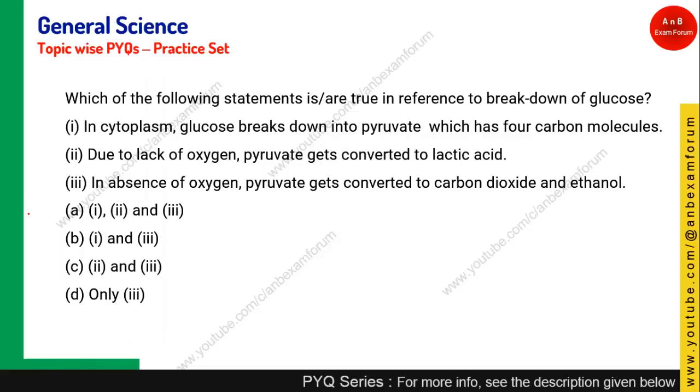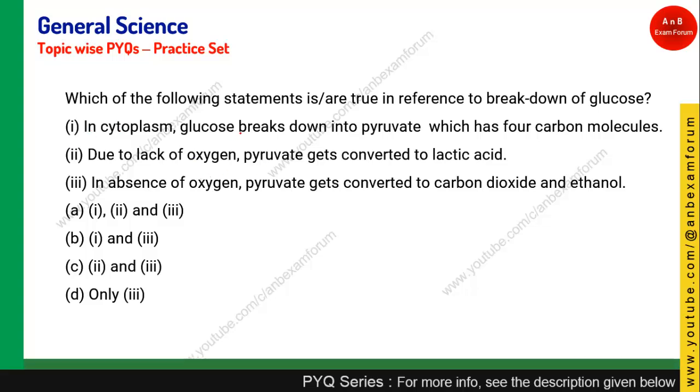Which of the following statement is or are true in reference to breakdown of glucose? In cytoplasm, glucose breaks down into pyruvate, which has 4 carbon molecule. This itself is wrong. In cytoplasm, glucose breaks down into pyruvate, that is correct, but it is not 4, it is 3 carbon molecule. Okay, so this is incorrect.